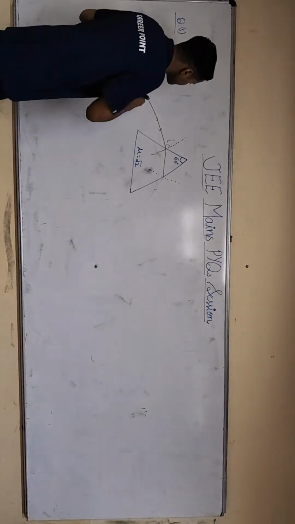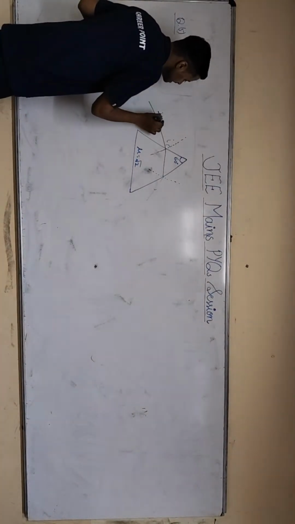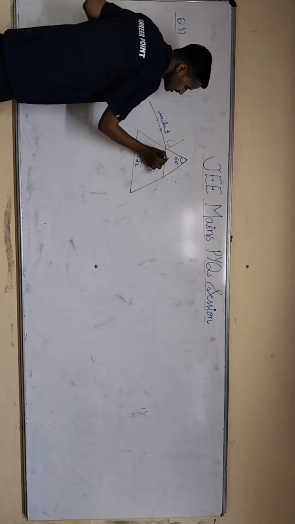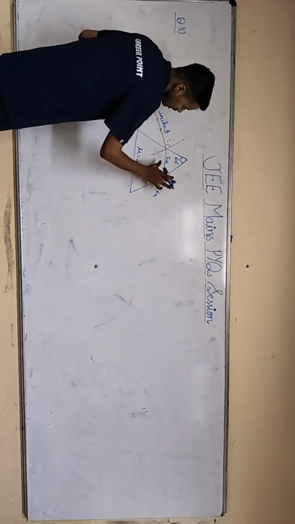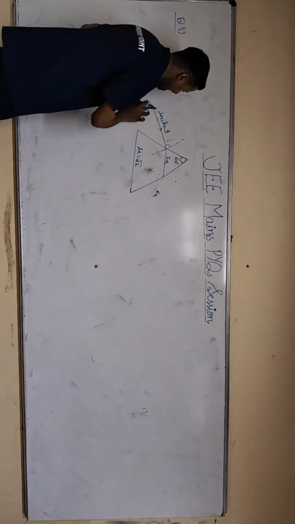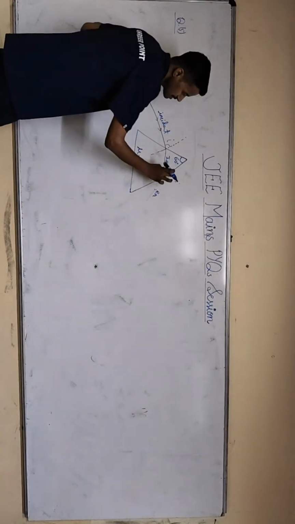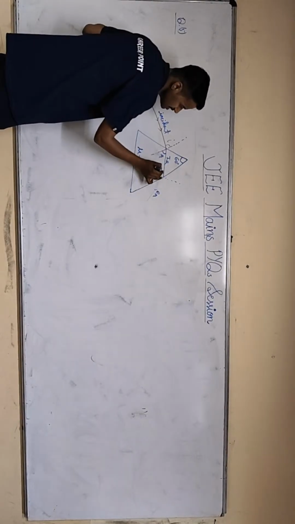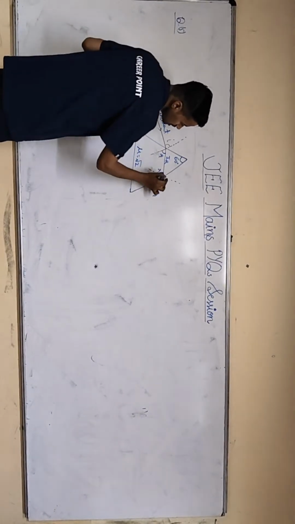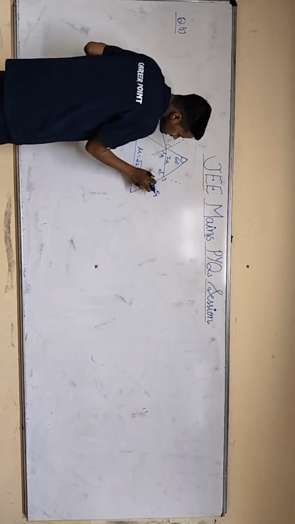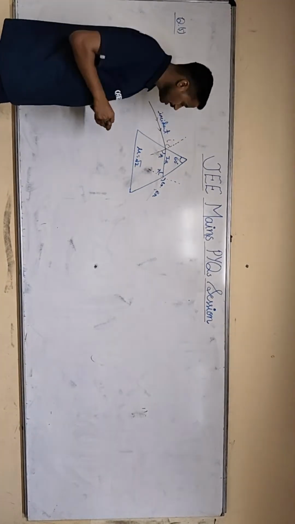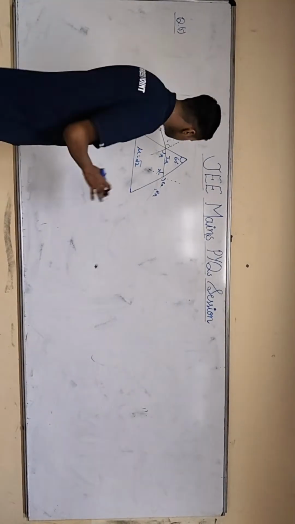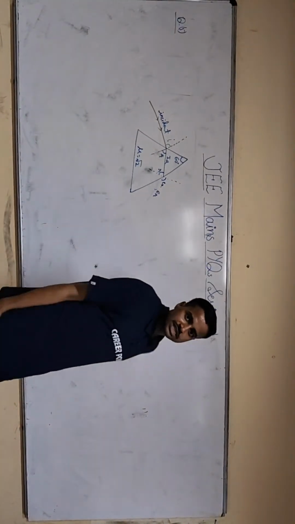This is the incident ray. This is the refracted ray. This is the emergent ray here. The angle of incidence is the angle between the incident ray and the normal. The refraction angle is the angle of refraction, and the angle between the emergent ray and the normal is called the angle of emergence. I hope this is clear to you. So this is the basic concept of refraction through a prism.